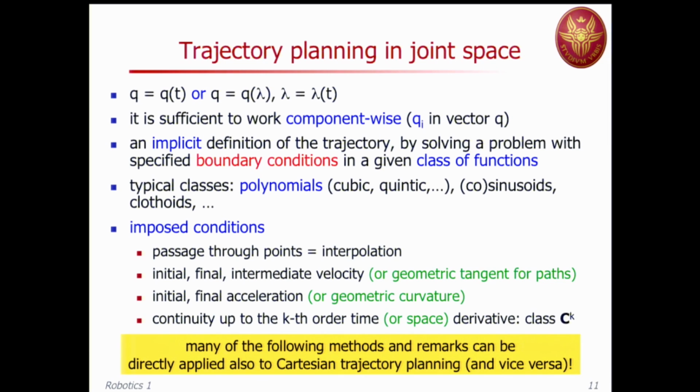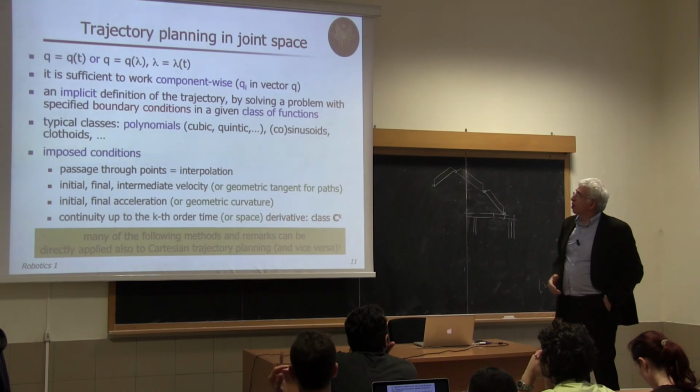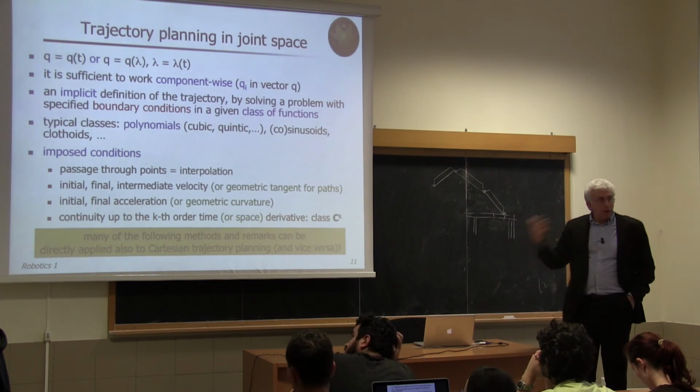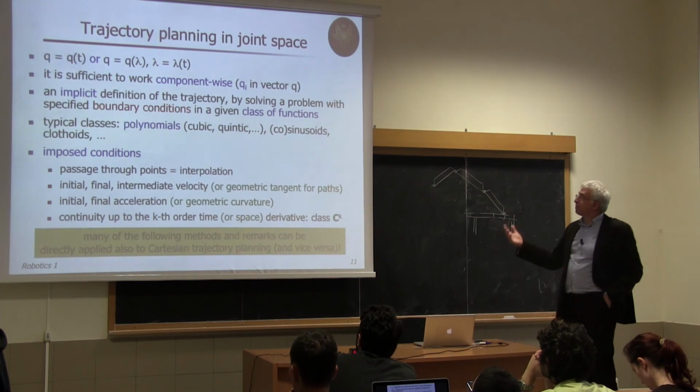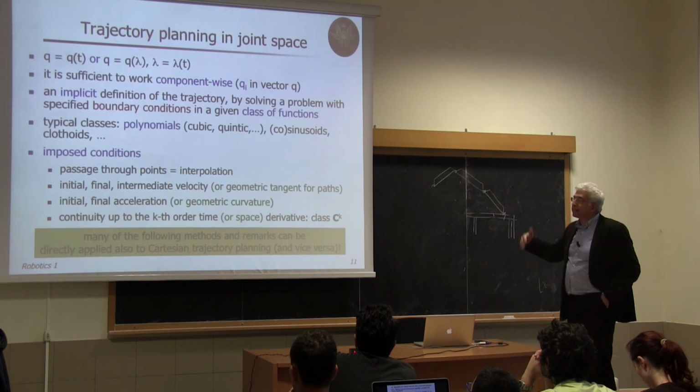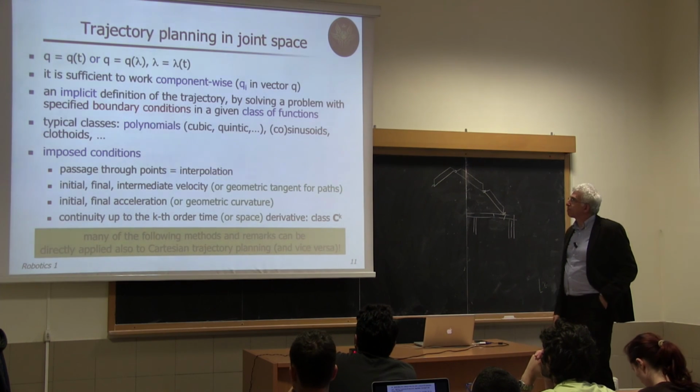So let's start with some example in the joint space. So we want to generate either directly a trajectory parameterized in time, or separately a path in the joint space parameterized by a parameter lambda, and then give a lambda of time.